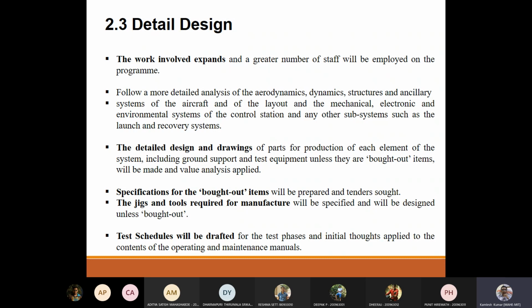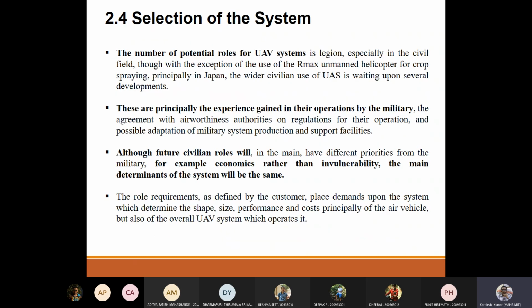You should have complete details. A detailed study over this. Or it can be bought. It cannot be manufactured every time, because it can come from other vendors. So you should have a complete idea. If you are manufacturing, if you are doing the production, then you have the detailed design with the drawing.